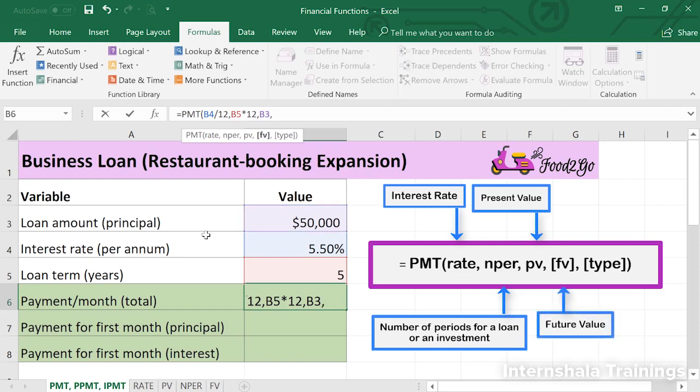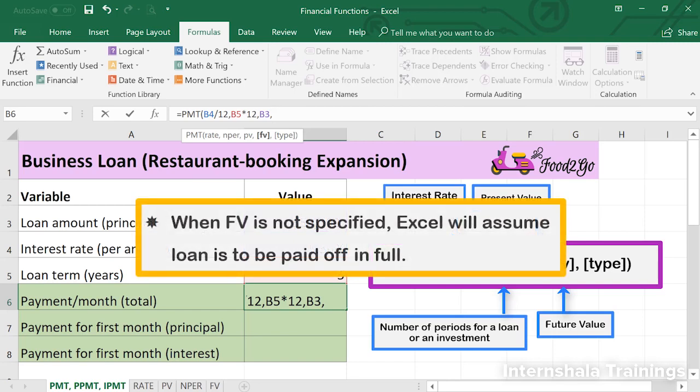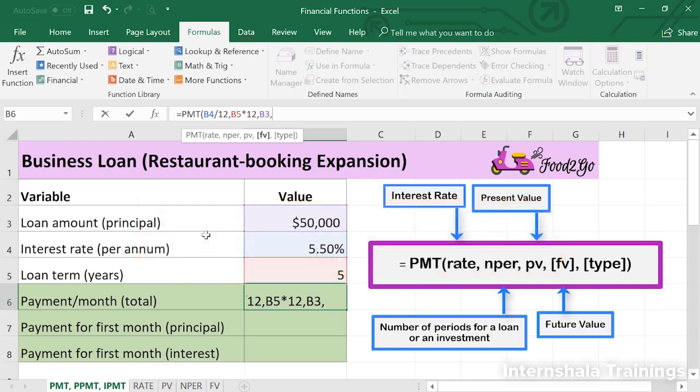FV allows us to input a future value for any remaining loan amount. This would be relevant if, suppose Ishan wasn't working to pay off his debt completely just yet and only wanted to reduce it to a certain amount. If FV is left blank, Excel will assume that the loan is to be paid off in full by the end of the loan term specified. So we'll leave it blank because that's what Ishan wants to do.